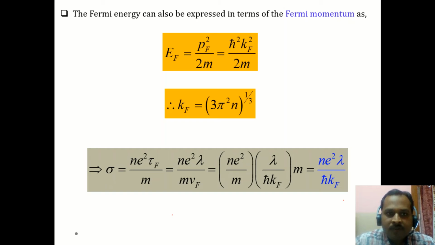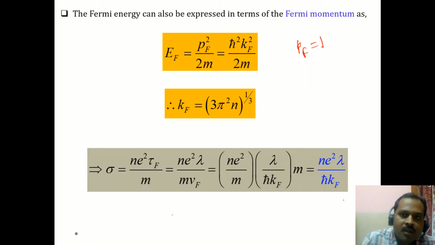And in fact, this Fermi energy can also be written in terms of the Fermi momentum. We know that the Fermi momentum Pf is equal to h cross kf, where kf is the Fermi wave vector. So this is the kinetic energy of the free electron, that is half m v square or half m vf square, and it can be written as p square by 2m. In the place of Pf, we have written h cross kf. So the Fermi energy of the electron can be written as h cross square kf square by 2m.